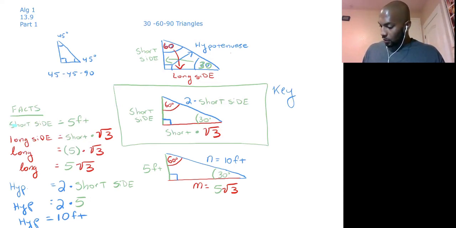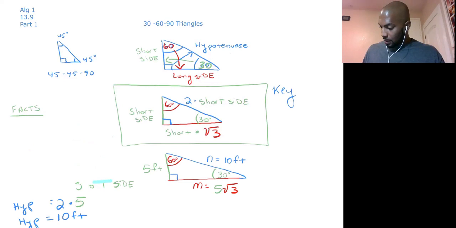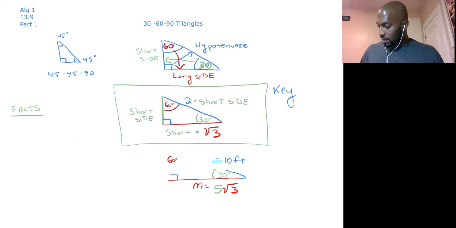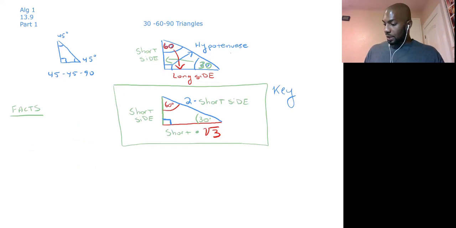All right, I'm going to erase this. I'm going to erase that. I don't need any of this anymore. I'm going to draw a new 30, 60, 90 triangle. And that will be the last for this lesson. All right, I'm going to leave my key up there. I don't need this anymore. I don't need this, it's all gone. Okay, so let's see what I have here.